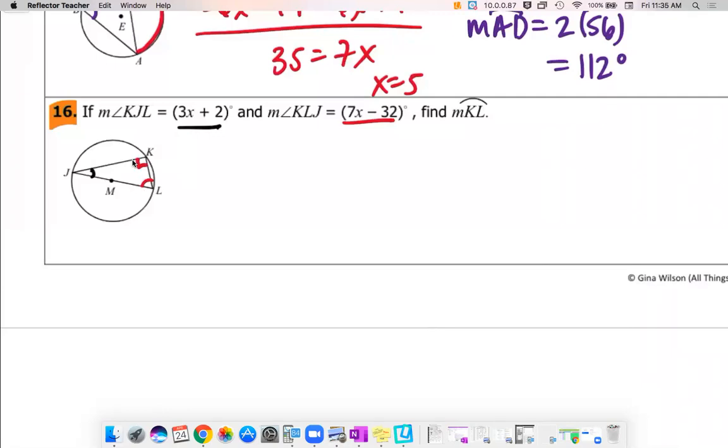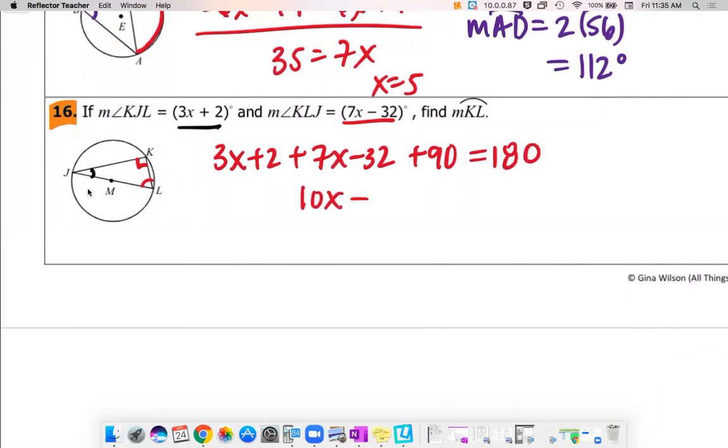And so we know that all 3 of these have to add up to be a total of 180. So if I do 3x plus 2 plus 7x minus 32 plus 90, that'll be 180. So let's see, 10x minus 30 is equal to 90. We just subtract this over here and combine like terms. So then 10x is equal to 120. So x is going to be 12.